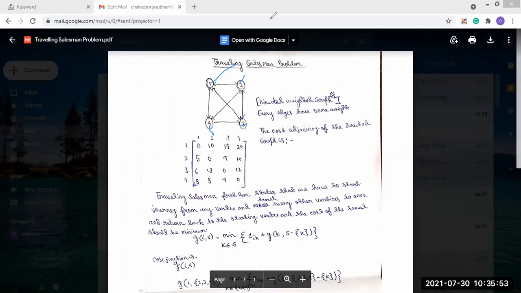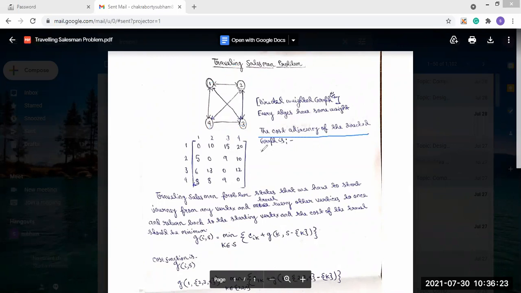So the direction is given here, so it is a directed graph. Here we will take the directed graph, and each and every edge will contain some weight. So we already know that we will have to prepare the cost adjacency matrix.